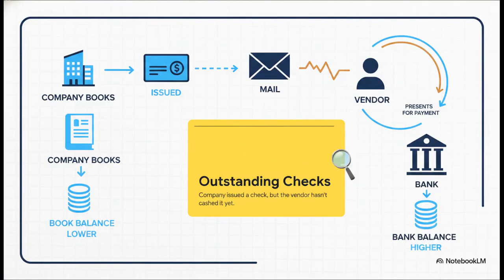Next, we have outstanding checks, which is kind of the exact opposite. The company issued a check to a vendor, lowering our general ledger cash balance. But the vendor hasn't deposited it yet. The bank literally has no idea you wrote that check. It's essentially a secret between you and the vendor until they finally cash it. Because of this lag, your book balance is going to look lower than your bank balance.